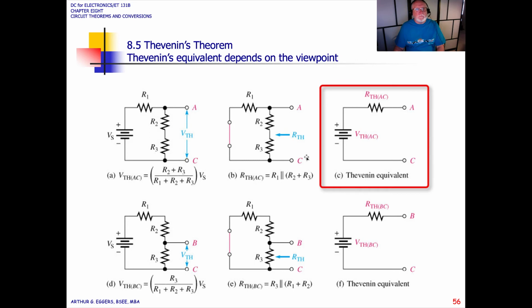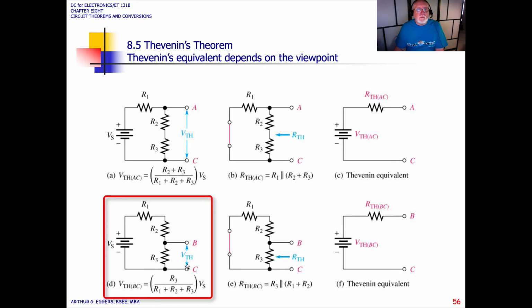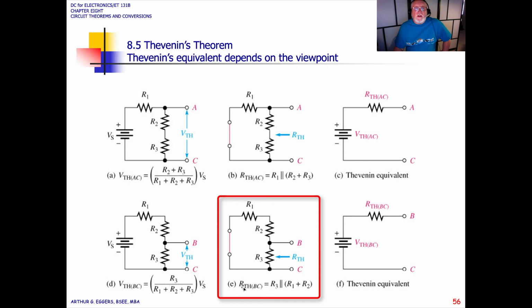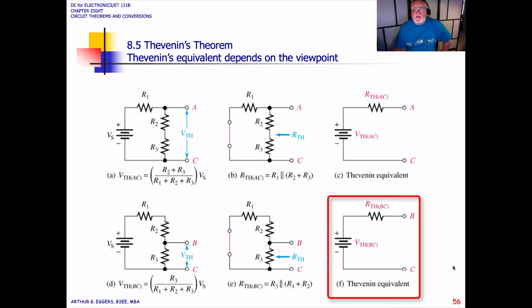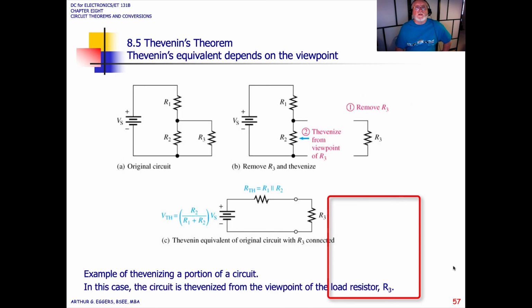So in this case, we would have the Thevenin equivalent from A to C as R Thevenin AC, Vthevenin AC. Now let's look at the same thing, but we're going to do just B to C. So for B to C, looking into that port, Vthevenin then becomes R3 divided by 1, 2, and 3 times the source. Okay, so at A to C we had R2 plus R3. Now we just have R3 because we're taking the output across R3. The R Thevenin BC then becomes R3 in parallel with R1 and R2 in series when we short the source. So now we would have R Thevenin BC and Vthevenin BC as our results.